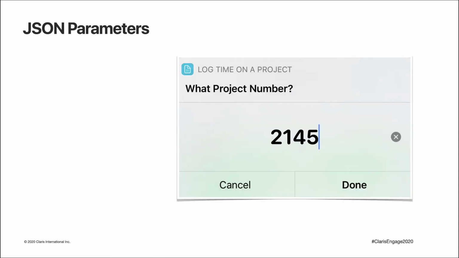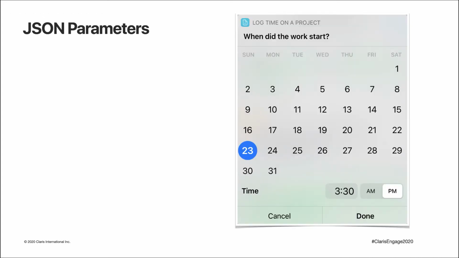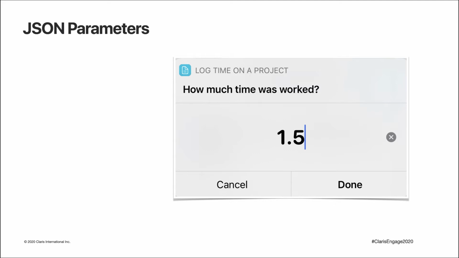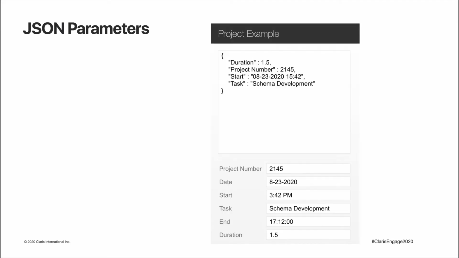So here's what the dialog looks like when you run the shortcut manually. This will be presented to input the project number. This will be presented to input the start date and time. This will be what work was done, and this will be the amount of time that was worked. And this is the resulting JSON that gets submitted.